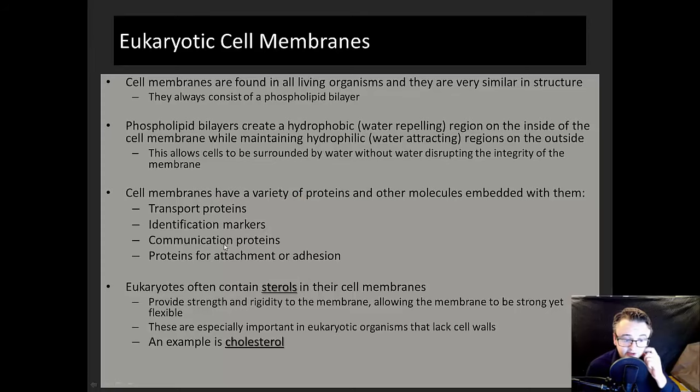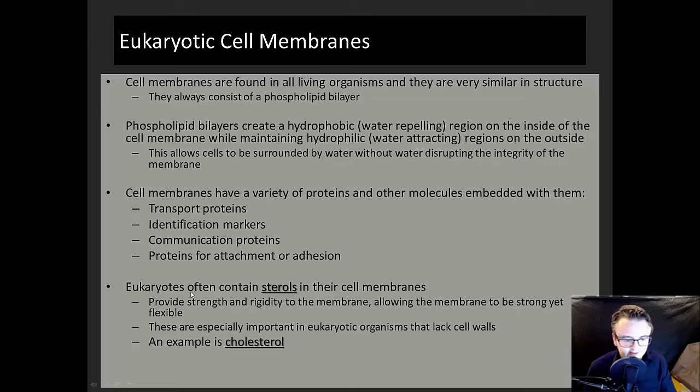And communication, cells can send signals back and forth through proteins on the outside. I don't have a good diagram for that. That's a little more complicated. Think of nerve cells and how nerve cells interact together. Those proteins function to allow two cells to interact. And they also allow for attachment. Cells can attach to things with those proteins.